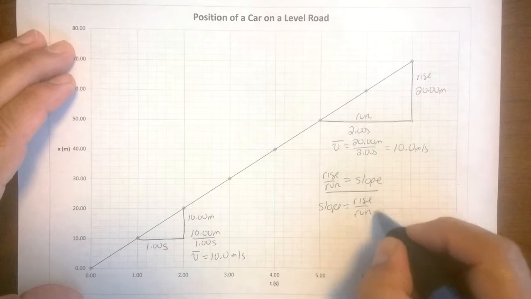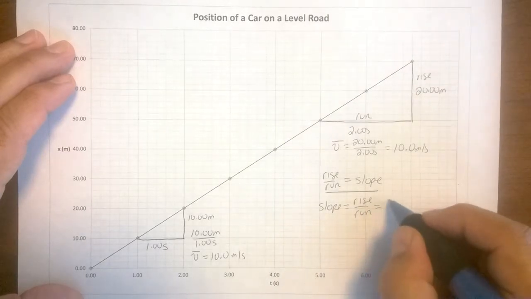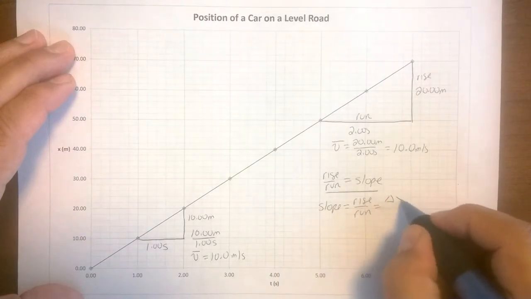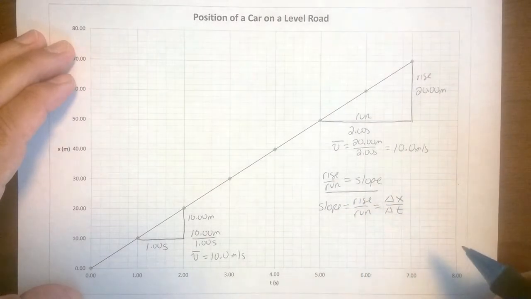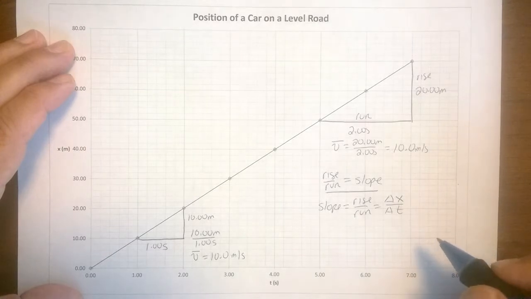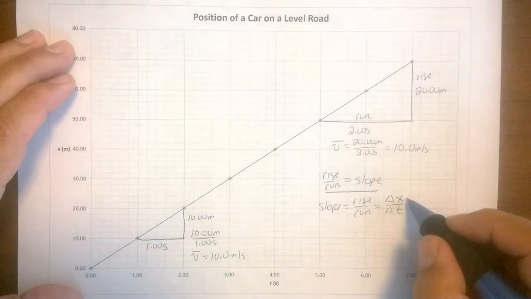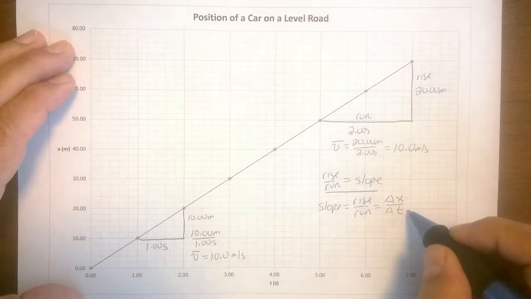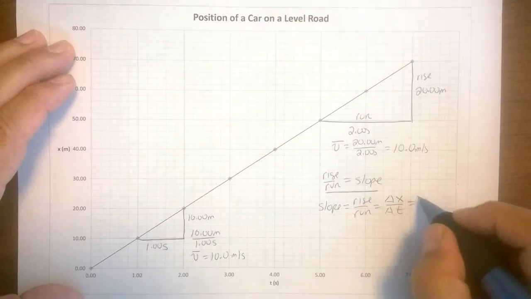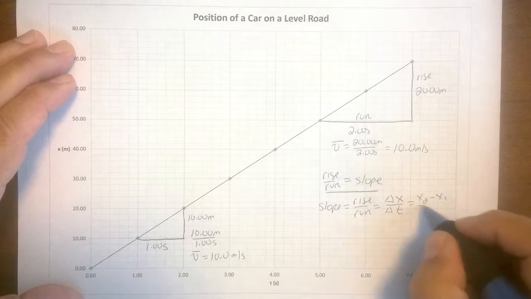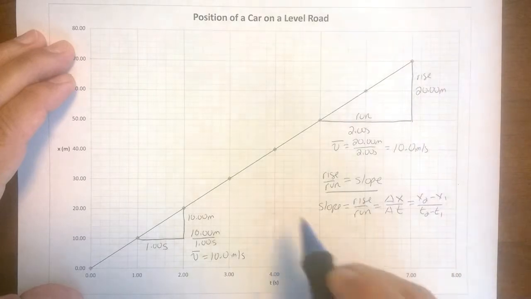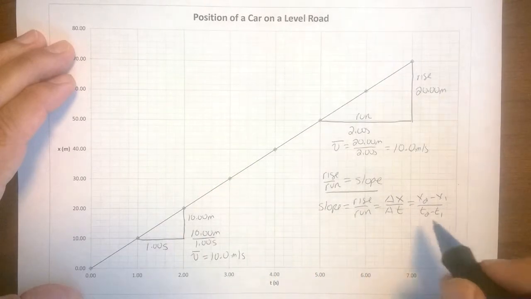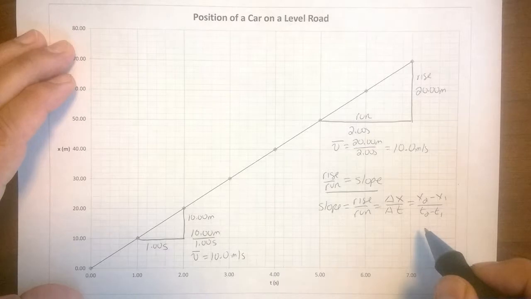rise over run, which is in this graph, the change in x over the change in t. Notice we're not writing it as change in y over change in x. This is the change in the vertical coordinate divided by the change in the horizontal coordinate, which is x2 minus x1 over t2 minus t1. So by picking any 2 points on the line and finding the slope, we can determine the velocity of the object in that interval.